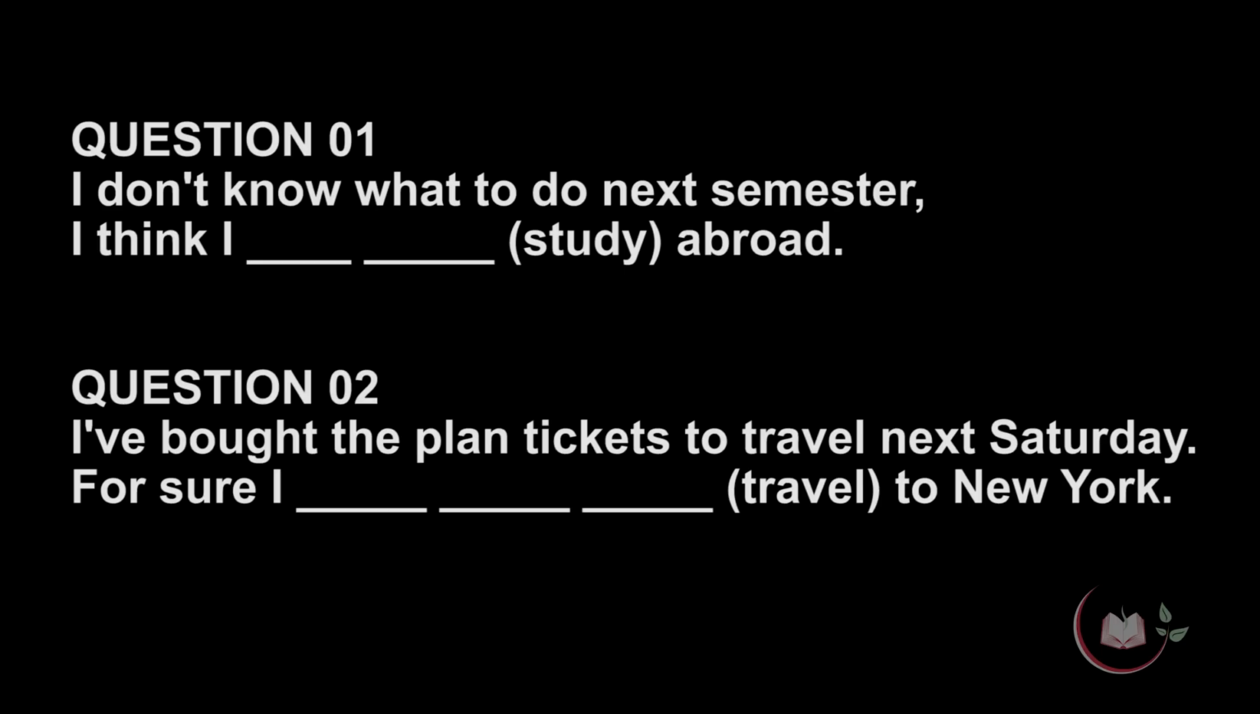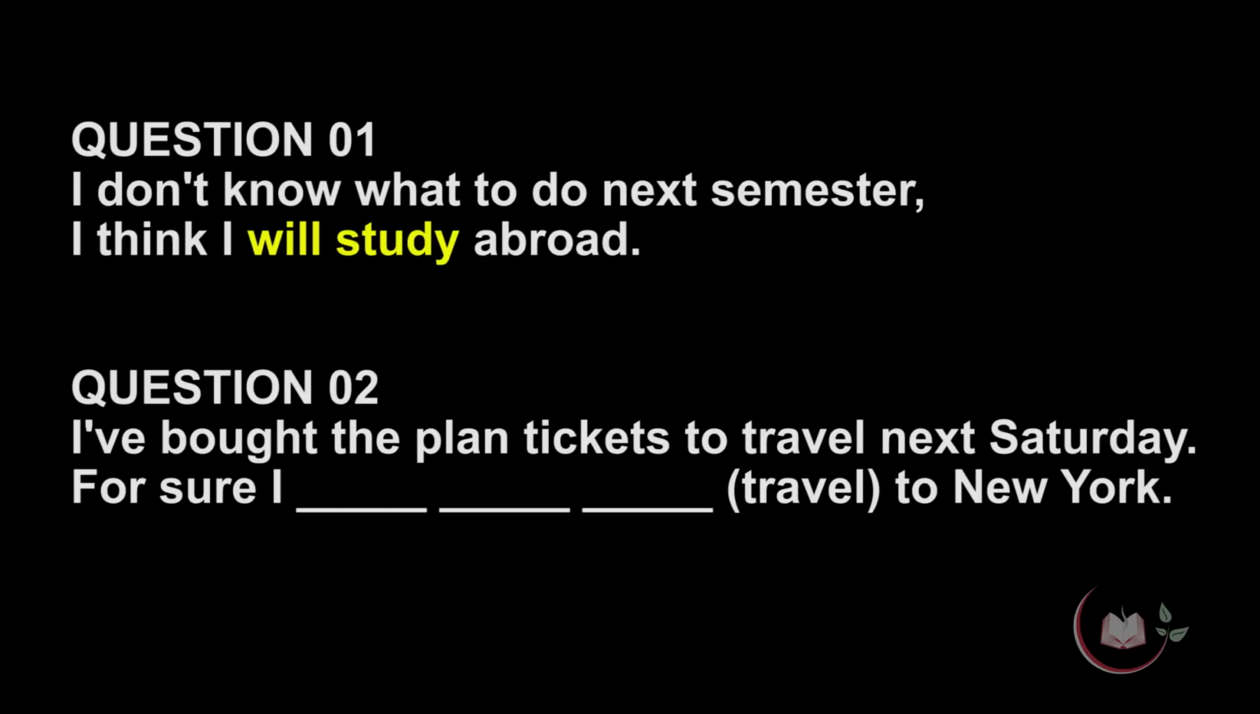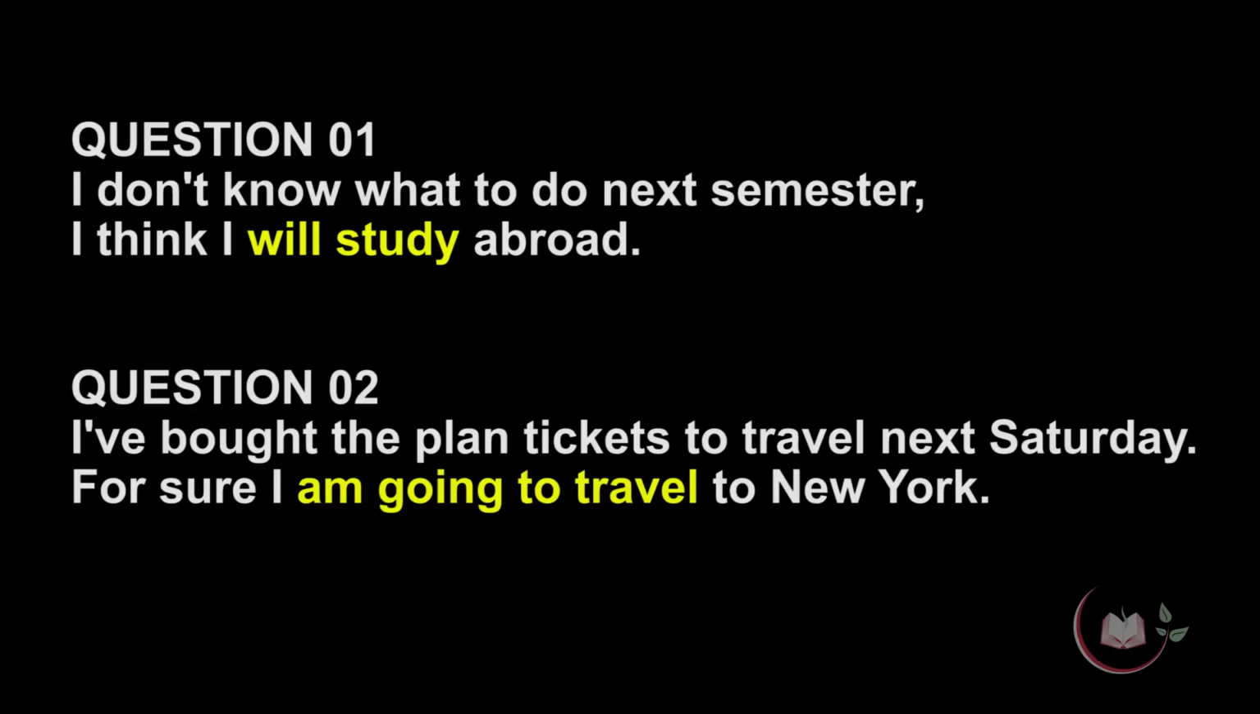The answer of the first question is, I think I will study abroad. I use will because I haven't made the decision yet. And the answer of my second question is, for sure I'm going to travel to New York because I have already bought my tickets, I have already made my decisions. So when I talk about something I have already planned before, I use the structure of to be plus going to plus the verb.